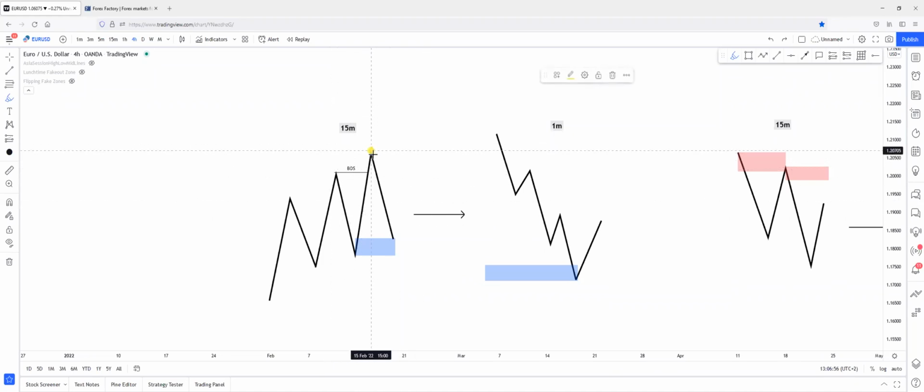So this movement on the 15-minute chart is a pullback of the main trend, right? So this is the main trend. All of the up legs are the main trend movements. All of the down legs are the counter trend movements.